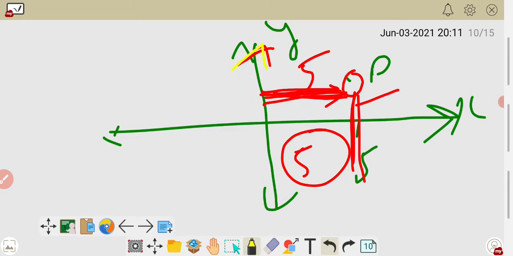Suppose you measure the point from the y axis, so you have to move like that. How much distance do you have to move? This gap is known as the x coordinate, or you can say only abscissa. They are the two names.